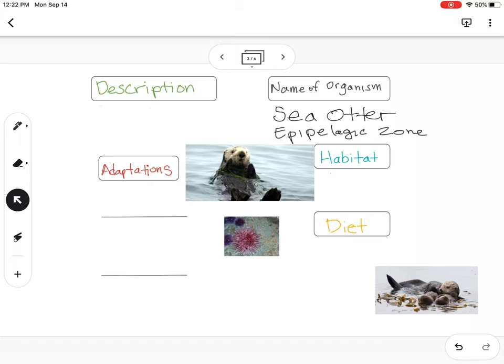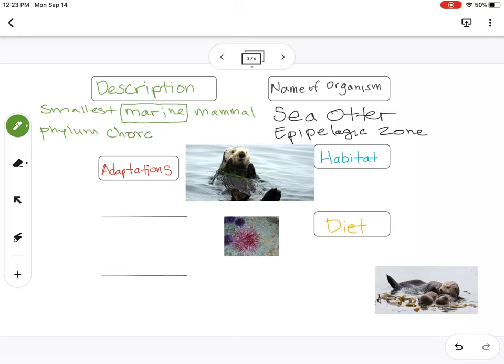Now let's talk about a description, how we describe this animal. Well, the sea otter is the smallest marine mammal. Now, if you remember, a mammal is an animal or an organism that gives birth to its young. Marine simply means that it lives in the ocean. So it's the smallest marine or ocean animal. It is also part of something called the phylum Chordata. And that means that it has a backbone, just like you and I.